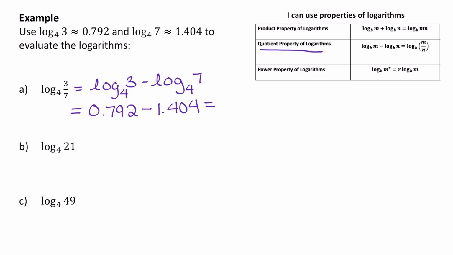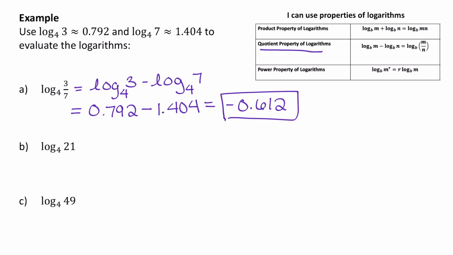Okay, so we can just go ahead and subtract those two numbers on our calculator, and when you do that, you get negative 0.612. Okay, so that's how you can rewrite it so that you can use some given values to evaluate. What about the log base 4 of 21?